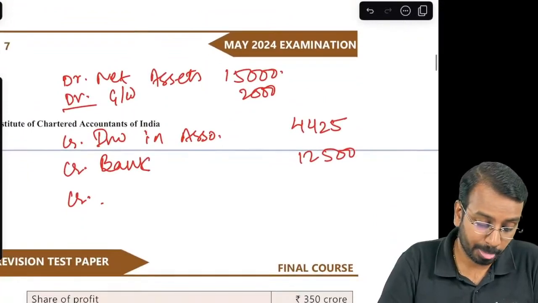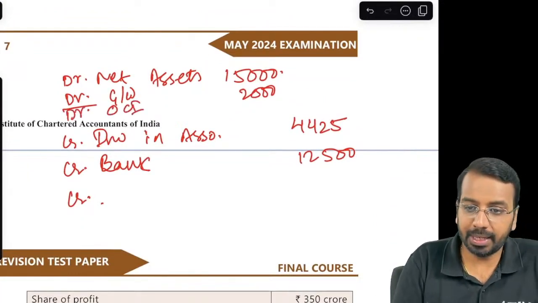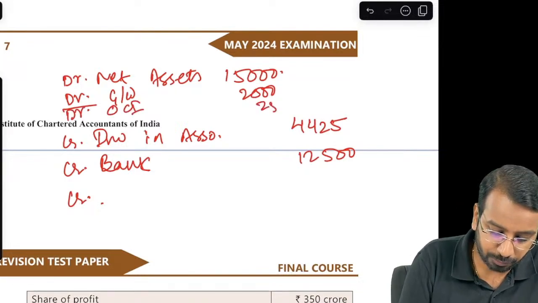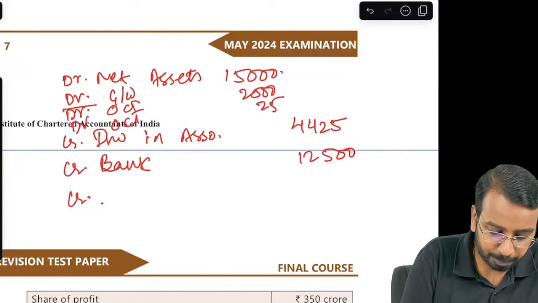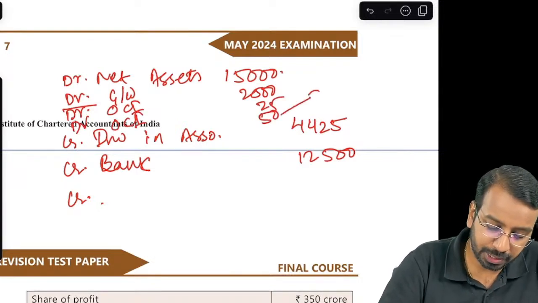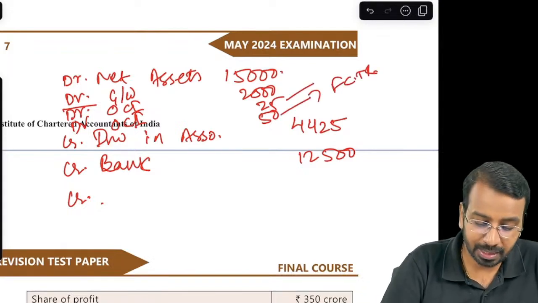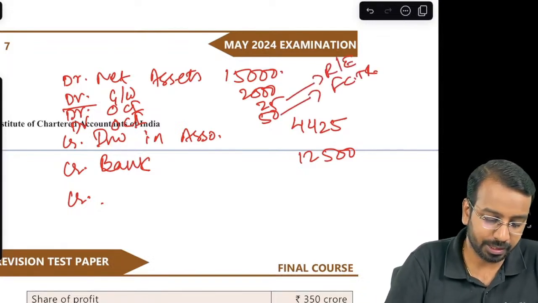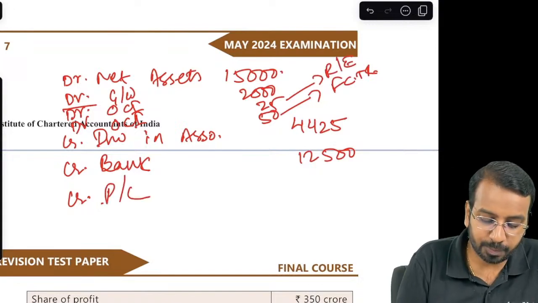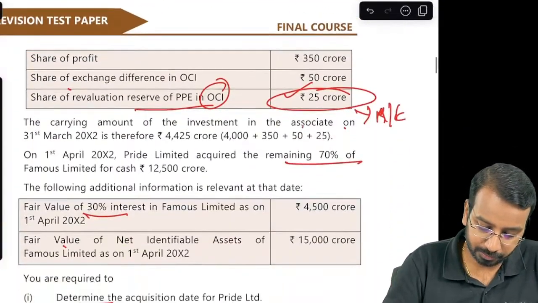So what we will do is, we will debit OCI by the amount of revaluation reserve 25, and we will also debit OCI by 50. Why? Because this 50 is the foreign currency translation reserve, which has to be transferred to P&L, and this has to be transferred to retained earnings. Then we will credit what? We will credit P&L by this 50 and gain.